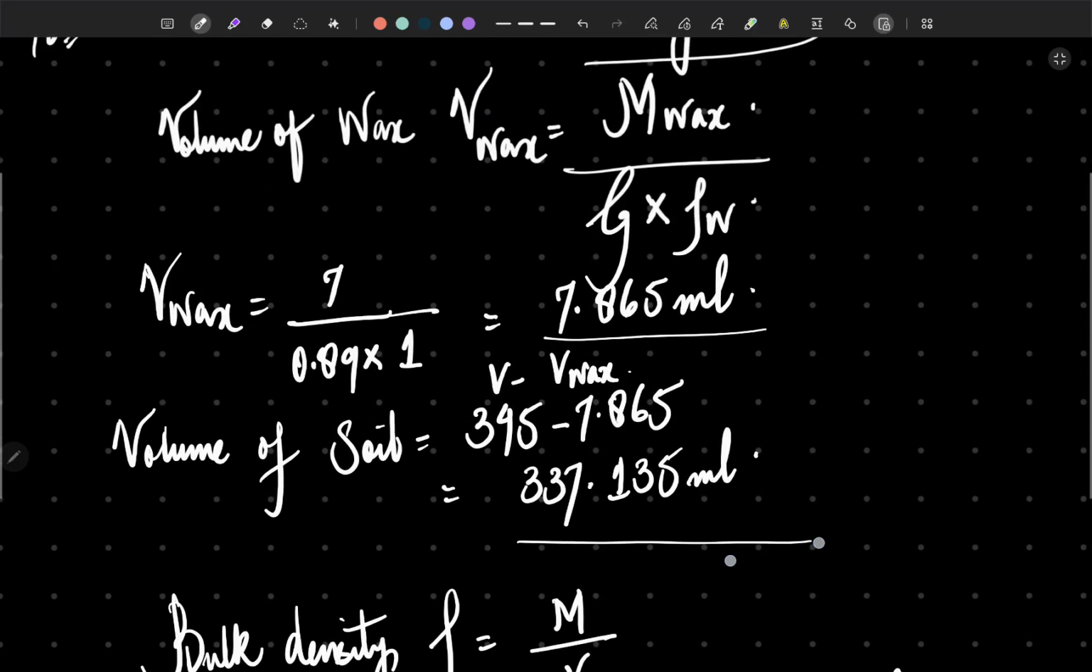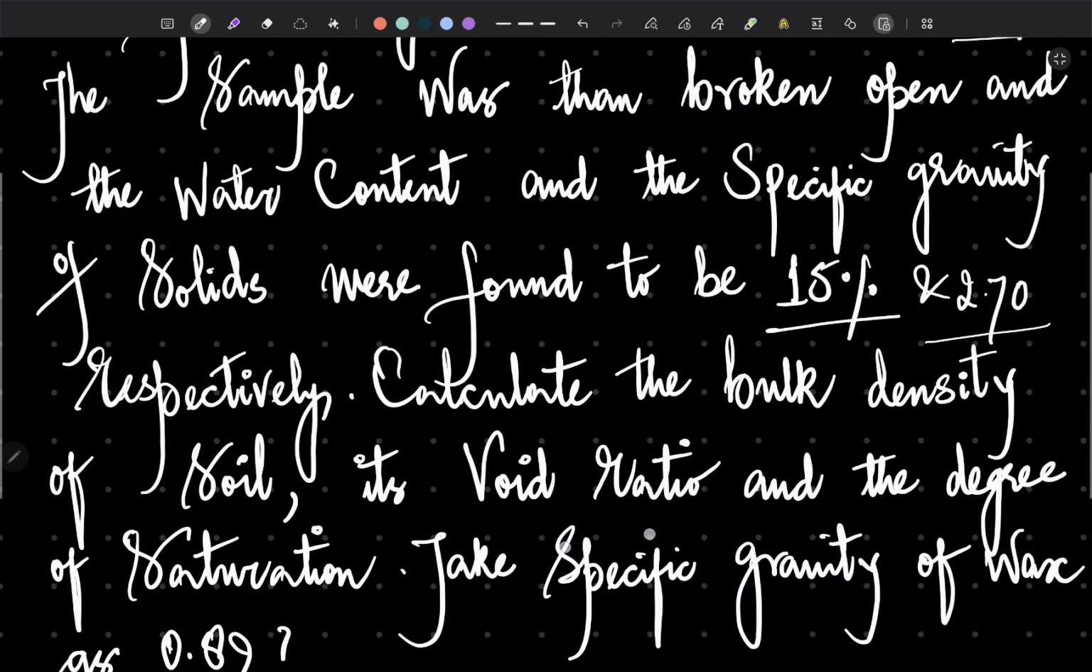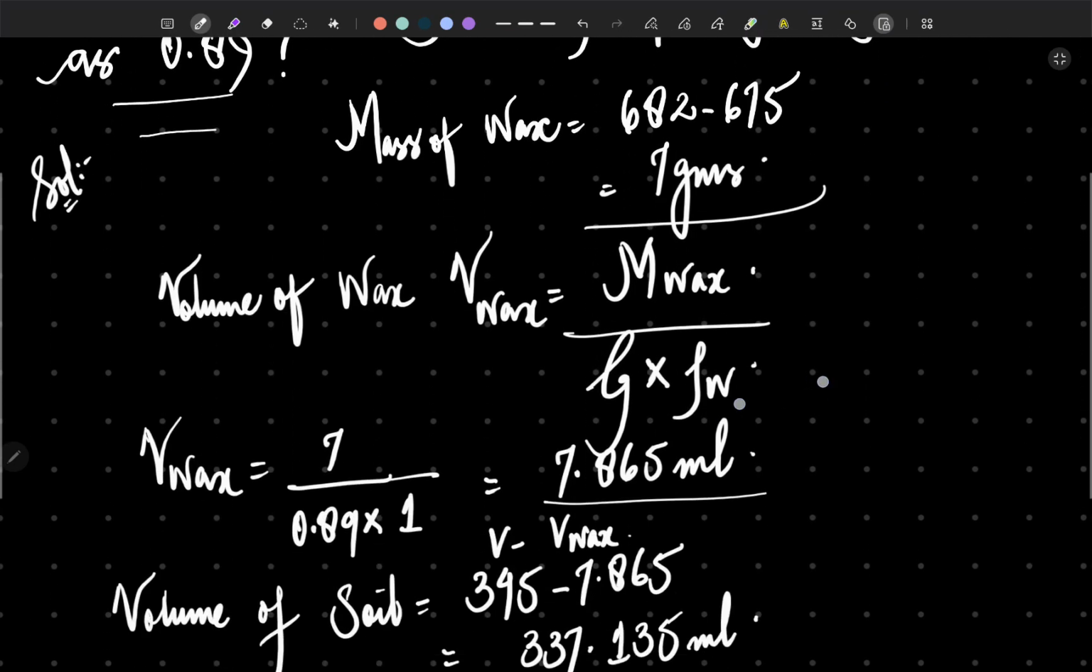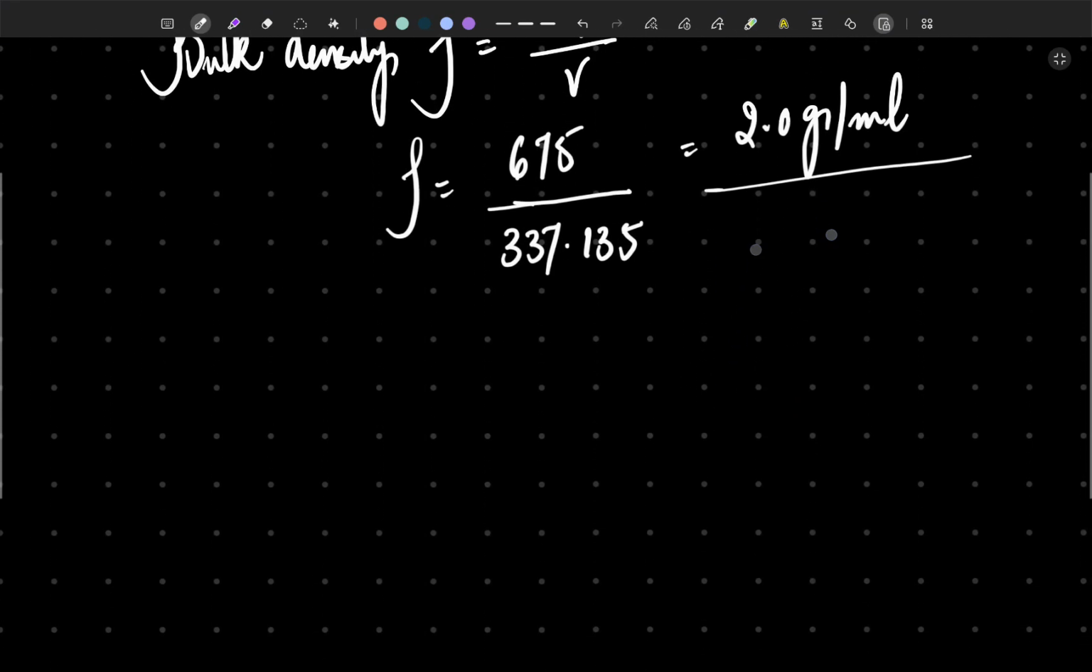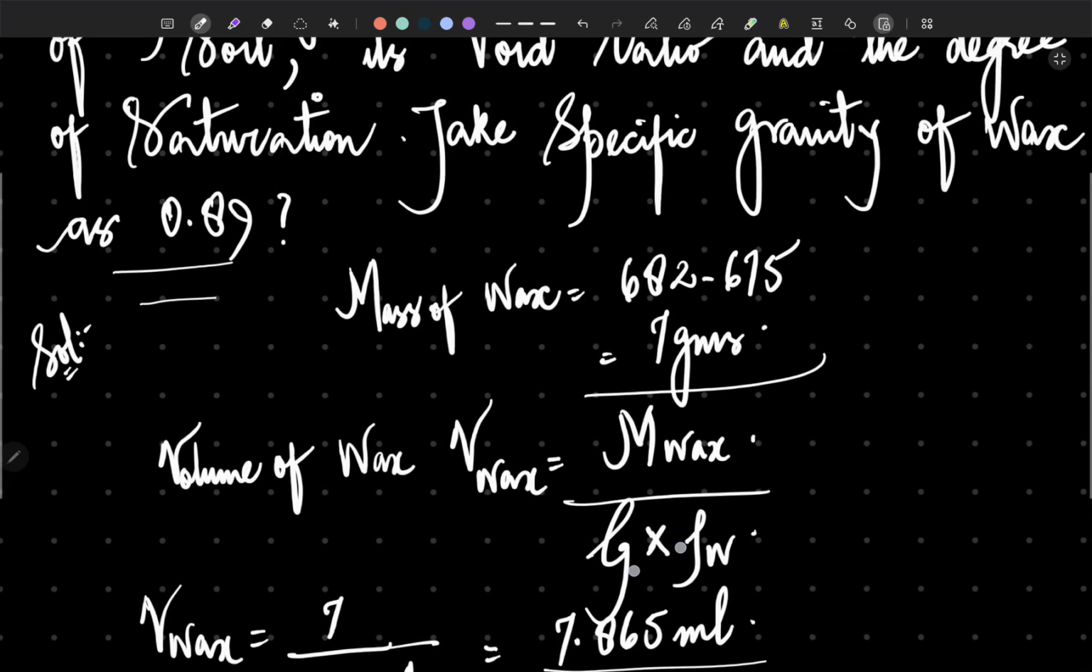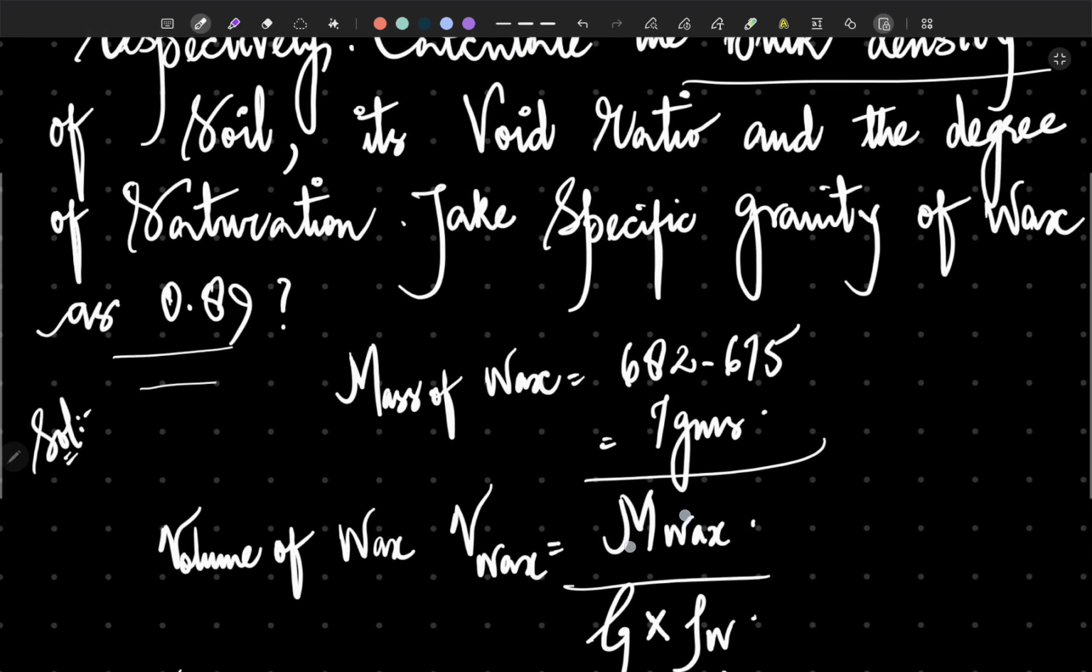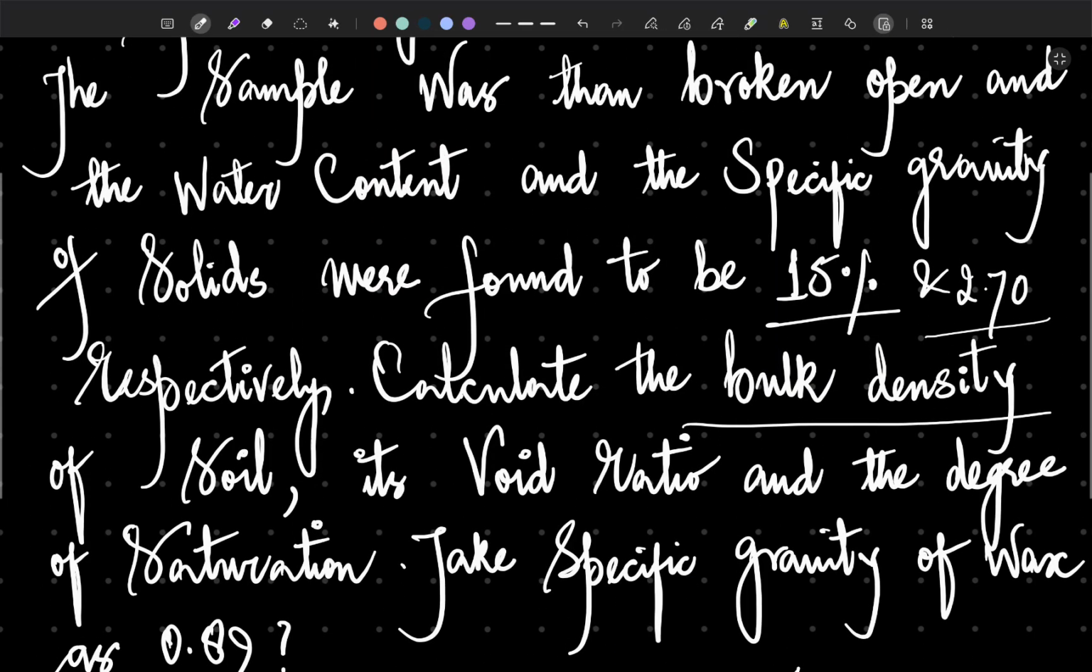Let's get back to the question and see what else it demands. Calculate the bulk density of the soil. That we have done. Its void ratio and degree of saturation. That means two things we need to find out, the void ratio and the degree of saturation. For void ratio, I'll find dry density first. Dry density is bulk density divided by 1 plus water content. I have found out the water content initially, I think. No, I have not. Oh, it's given in the question.